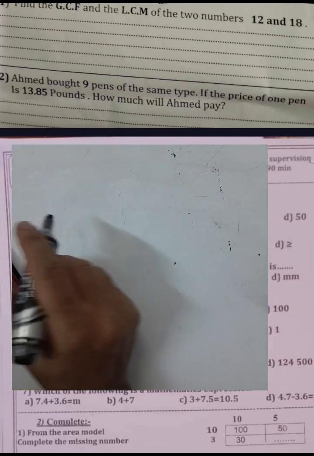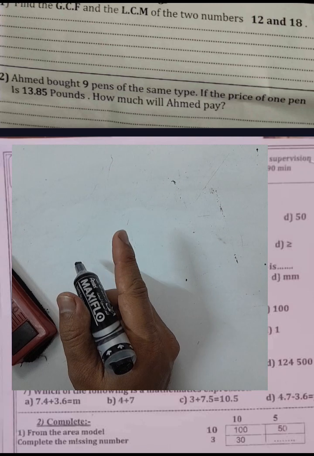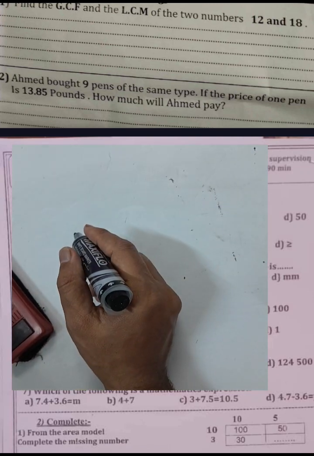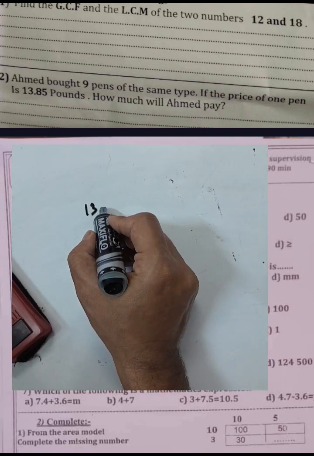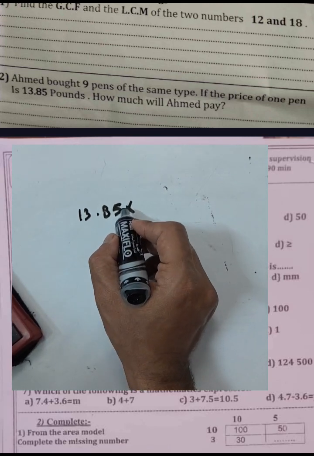Question number 2. Ahmed bought 9 pens of the same type. If the price of one pen is 13.85 pounds, how much will he pay? How much will Ahmed pay? We can find the product between two numbers. He will pay 13.85, the price of each one of the pens, times 9.